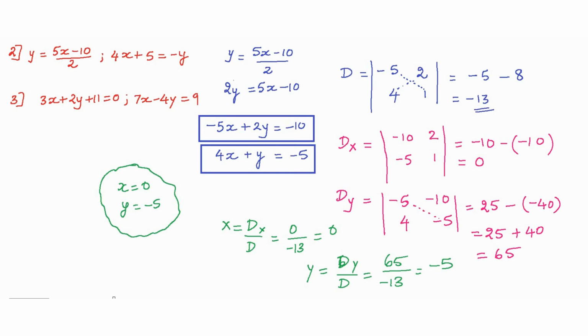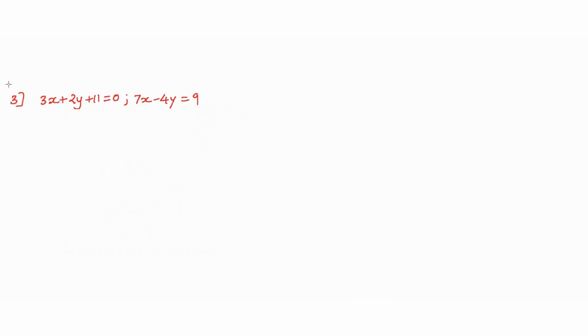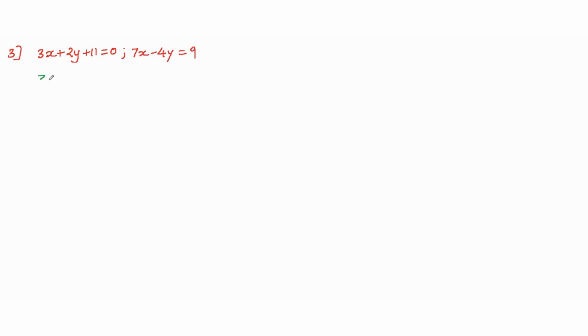Okay, let us now take the next question. So let's erase everything that I have here. Again, let's check if the form is favorable to us. I guess the second equation is fine. All the x and y terms are on one side, and the constant is on the other side. But the first equation doesn't seem favorable. So let's convert it into a favorable form. So 3x plus 2y, let's push the 11 to the other side, so it becomes minus 11. And 7x minus 4y is equal to 9.